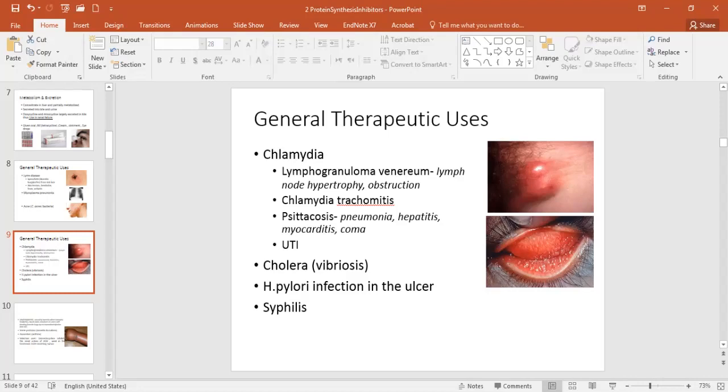Cholera, sometimes called vibriosis. This is perhaps a rare use of tetracycline for intestinal pathogens or for treatment of bacterial diarrhea. In the treatment of bacterial diarrhea it is used for cholera. It is also used for H. pylori that is causing an ulcer, and in treatment of syphilis.